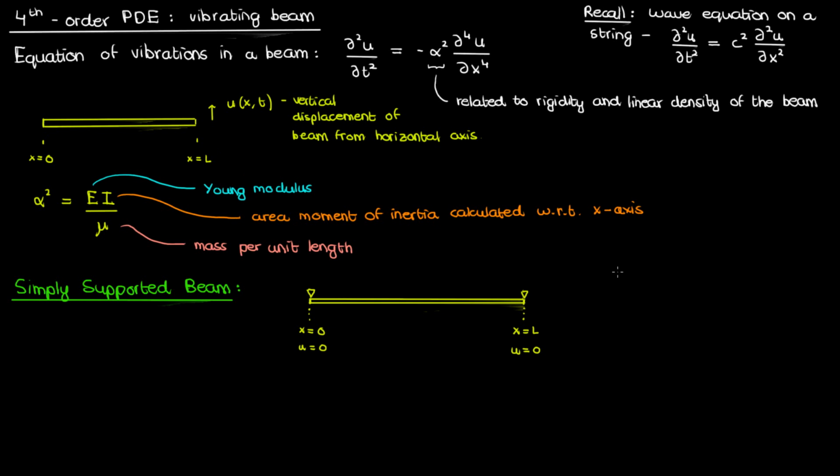The other important boundary conditions that arise from this problem are the boundary conditions on the second partial of u with respect to x. This second partial of u with respect to x is related to the bending moment of the beam. And using arguments from beam mechanics, you can show that the bending moment of the beam must be 0 at both ends if the beam is simply supported like in our example over here.